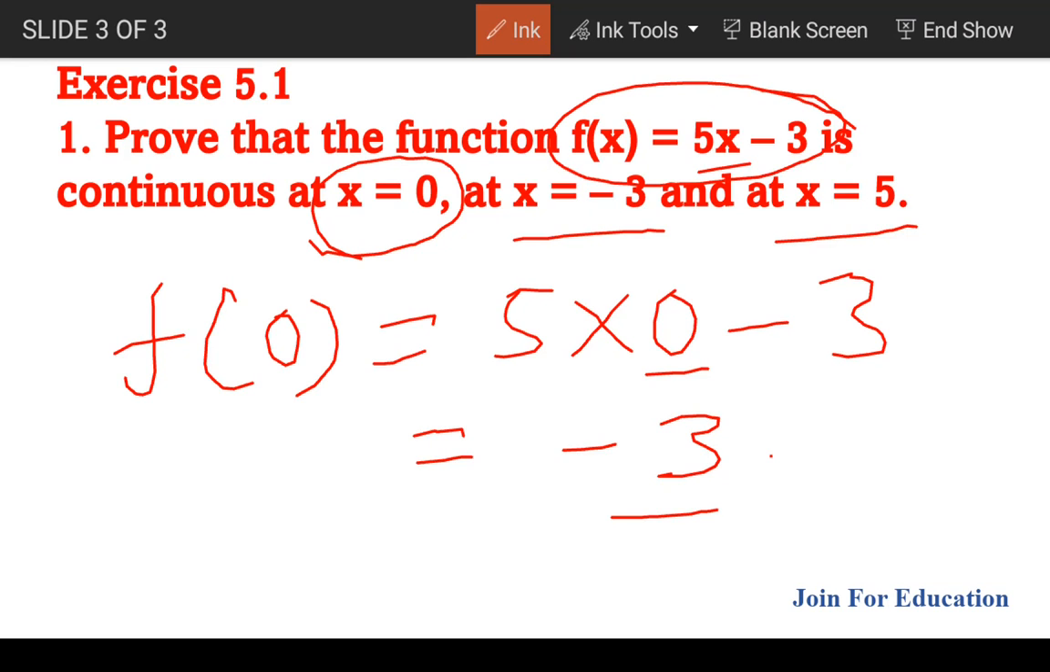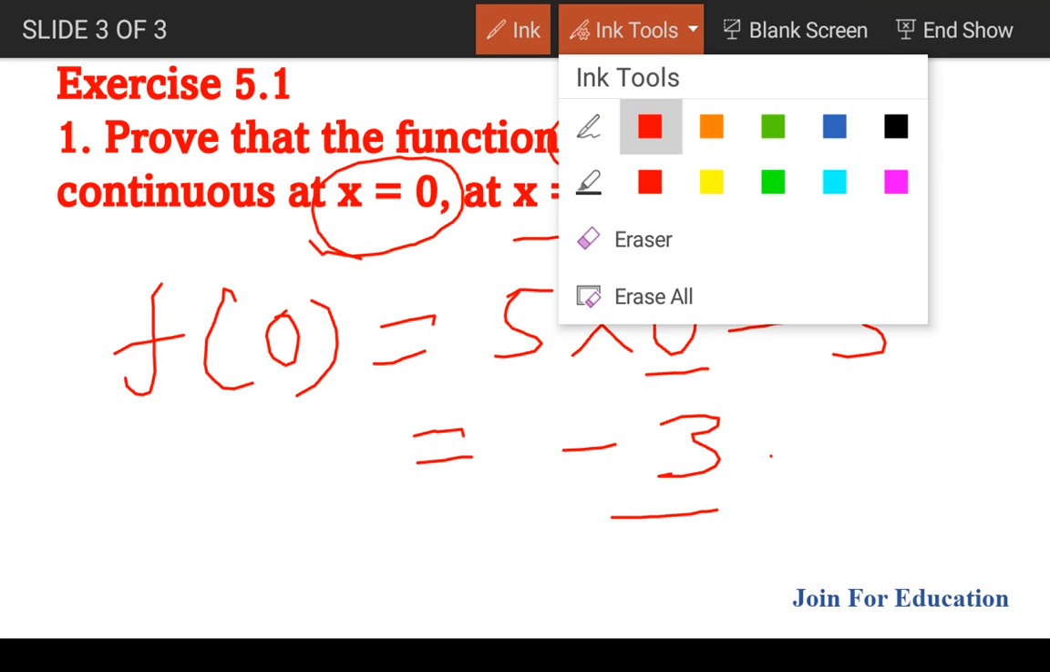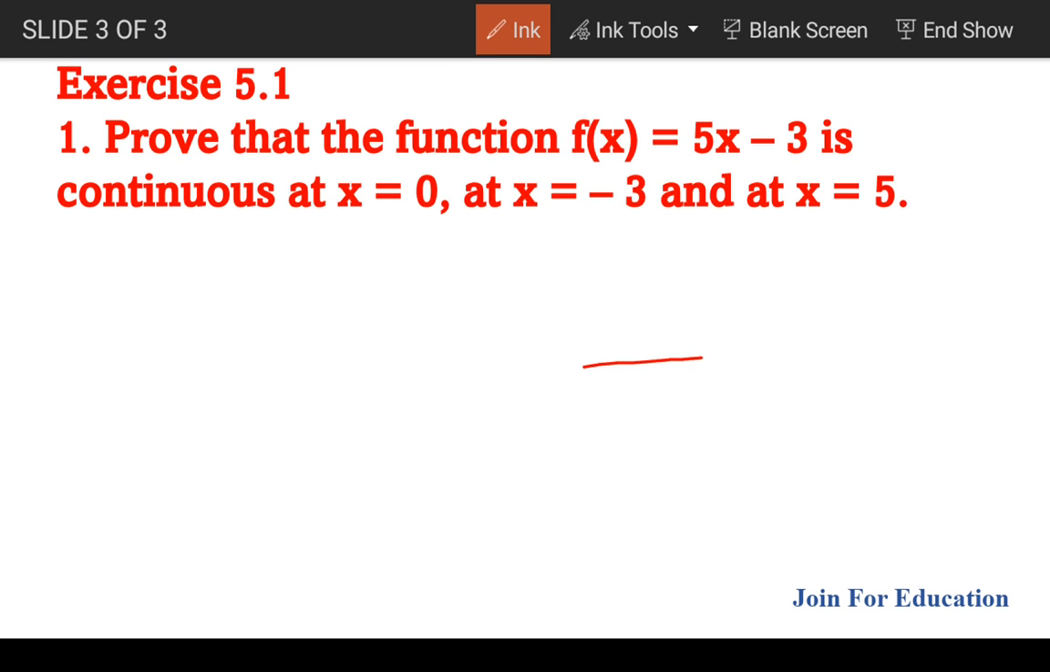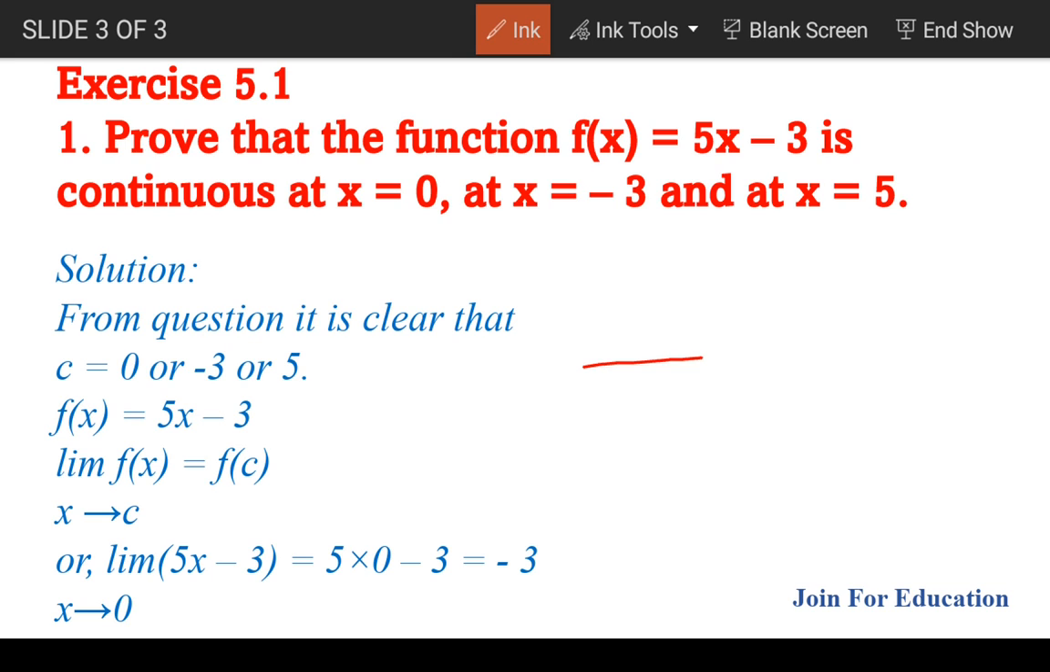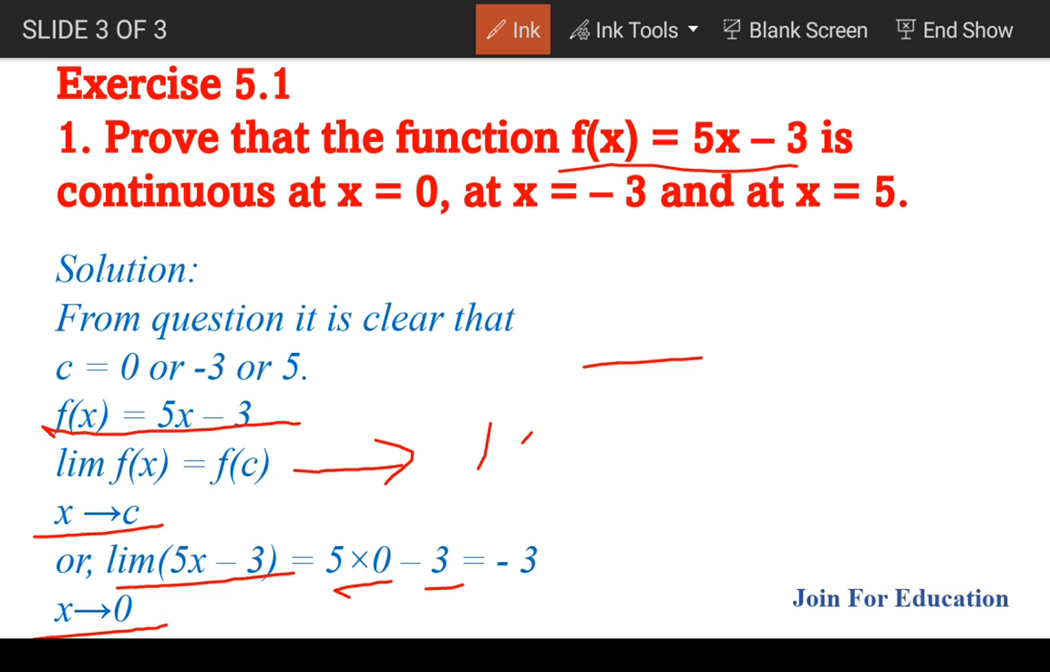In the examination, we shall write the answer of this question in this way. From the question it is clear that c equal to 0 or minus 3 or 5. The value of the function is 5x minus 3, limit of f(x) equal to f(c) according to definition 1. So as x tends to c, limit of 5x minus 3 as x tends to 0 equals 5 into 0 minus 3 equal to minus 3.